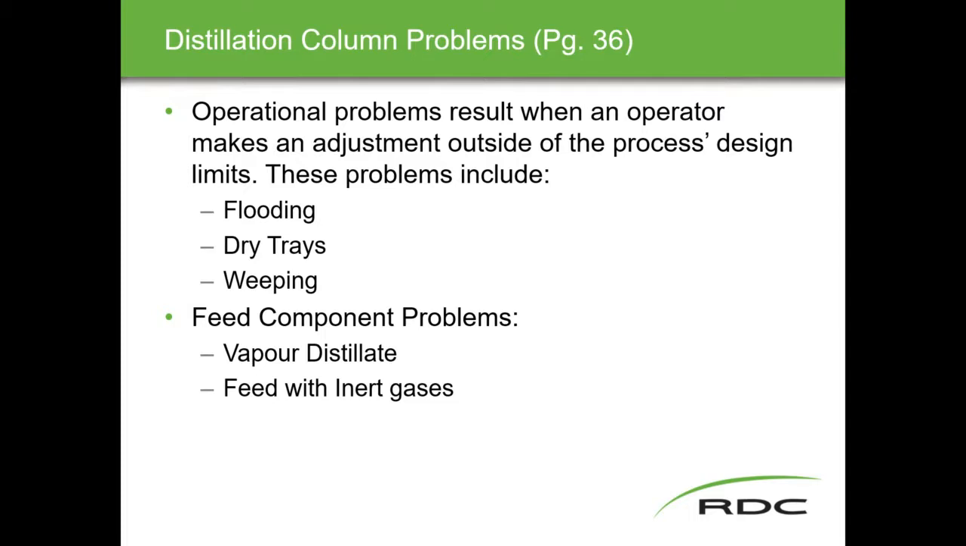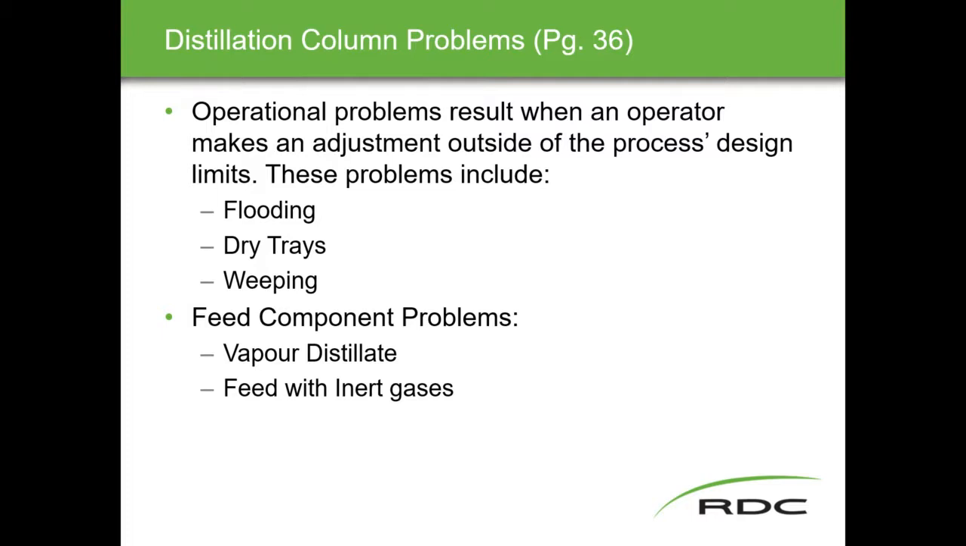Okay, when we have adjustments or things happening that are outside of the process design limits, we can run into issues. Remember, every column is specific, built on some engineering values that some really smart people calculated, and it's supposed to be run a certain way. And you've got rogue operators out there who think that they can, you know, change the world, and they may change things and make things go bad. Some of the problems include flooding, dry trays, and weeping. So these are physical things that happen within the tower, and we'll talk about them individually in a second.